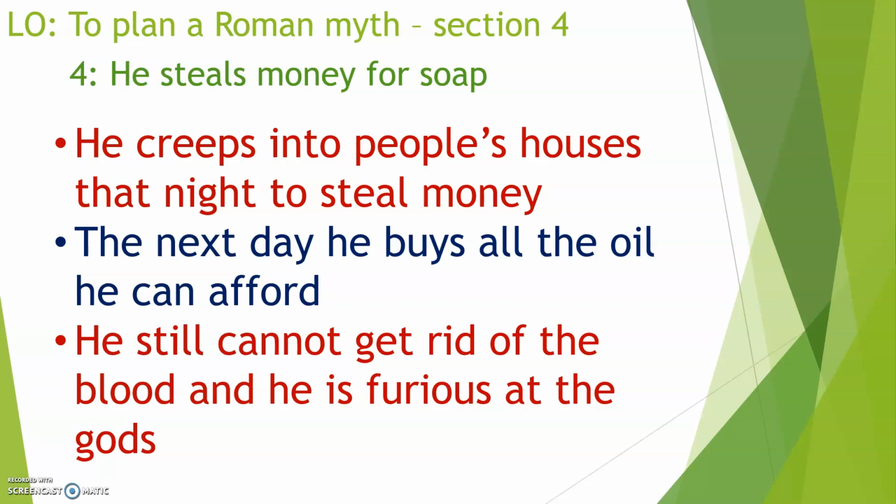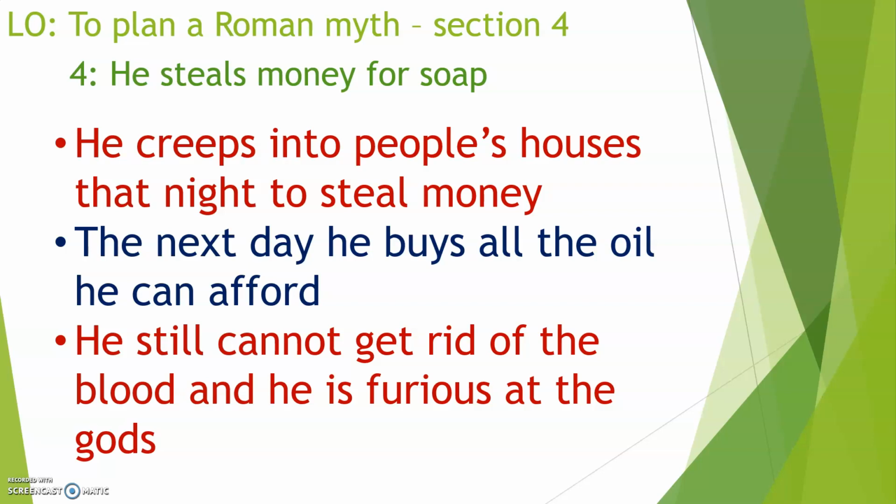The next day, he buys all the oil he can afford. He still can't get rid of the blood, and he is furious at the gods. Okay, so as I said, in the original one is where he goes borrowing money. This time I've got him creeping into people's houses. He steals all their money. He goes off and buys as much oil as he can, but he still cannot get rid of that blood. It is still stuck to him and his clothes, and he's starting to get really angry at the gods.